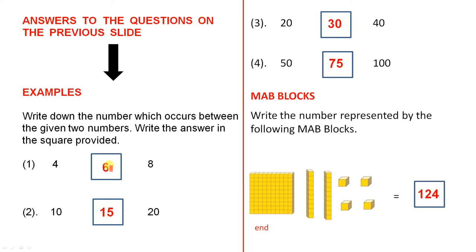Okay, so there are the answers. So 6 is halfway between 4 and 8. 15 is halfway between 10 and 20. 30 is halfway between 20 and 40, and 75 is halfway between 50 and 100. And the number represented by the MAB blocks, that's 100, 10, 20, 1, 2, 3, 4. So it's 124. So I hope you've enjoyed this little video, which has given you some enrichment topics on Roman numerals, halfway between, and a question on MAB blocks.